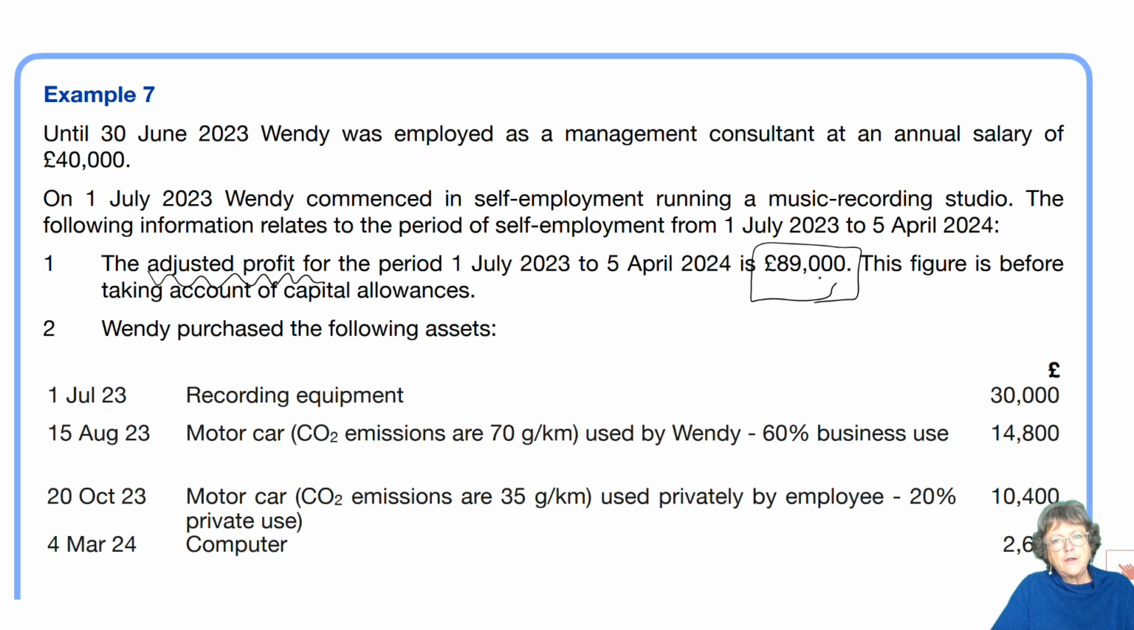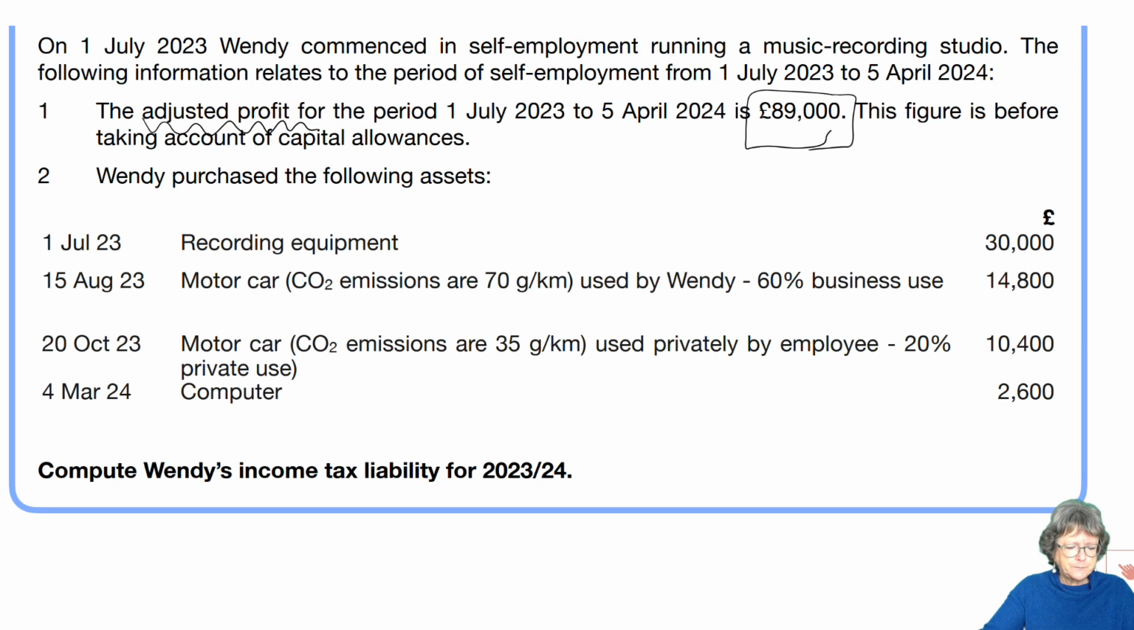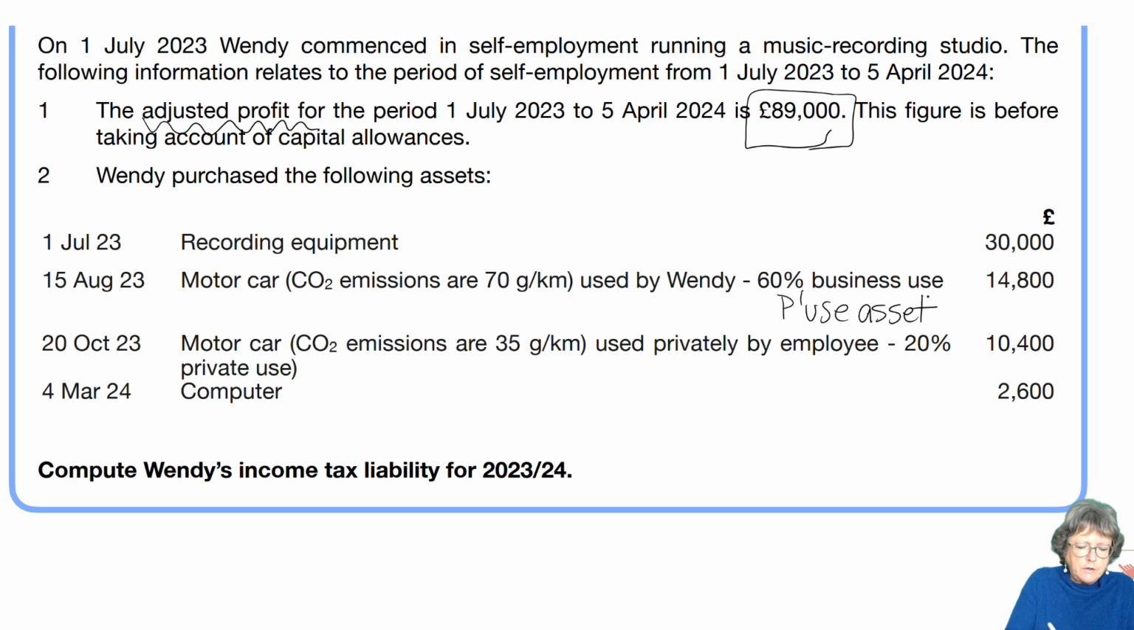So they're clearly giving you instructions here as to what you need to do. Somebody's done that for you, just having to do the capital allowances underneath. And then she bought the following equipment: some recording equipment, and a car with CO2 emissions of 70 grams, which she uses. So that's going to be a private use asset. The recording equipment is plant and machinery. We claim AIA on that one. I would think we probably could.